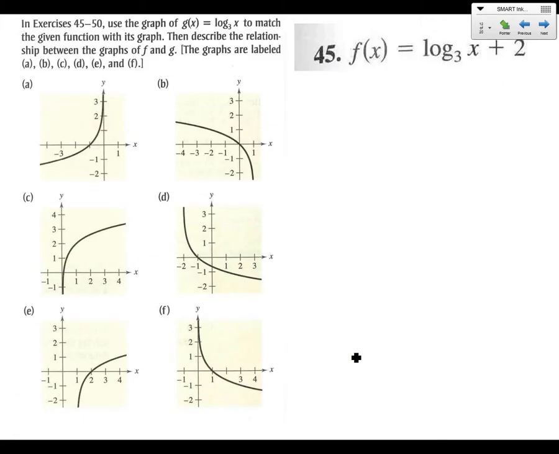So let's see if you can do this. This is a matching problem. So 45 is going to match with one of the graphs on the left, A, B, C, D, E, or F. Take a minute, see if you can match this up.